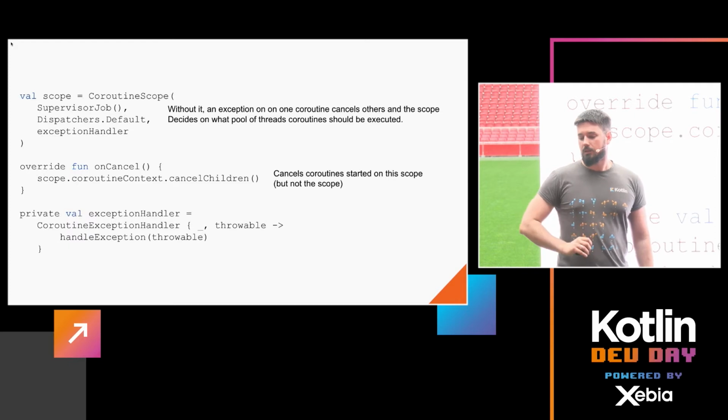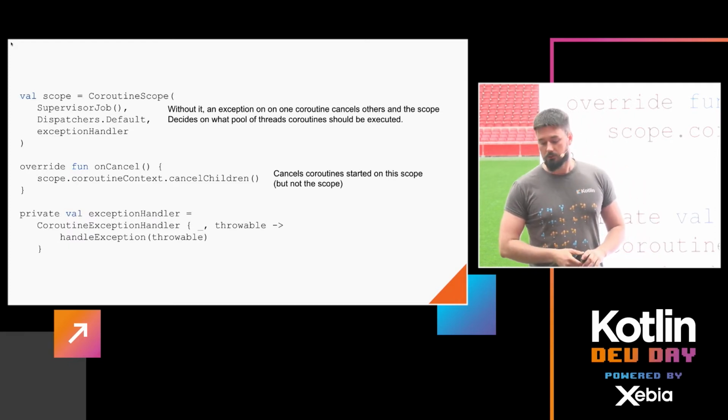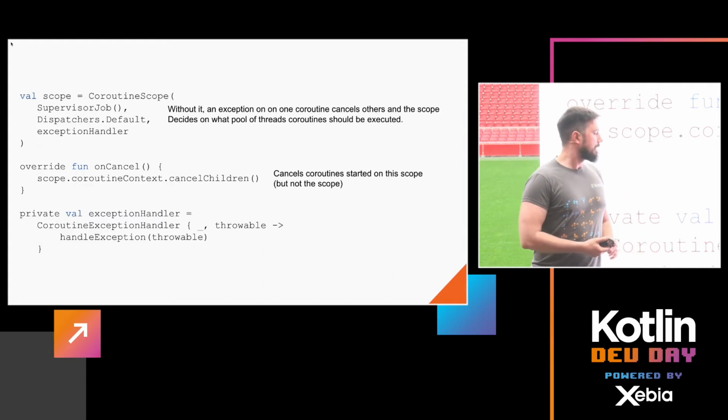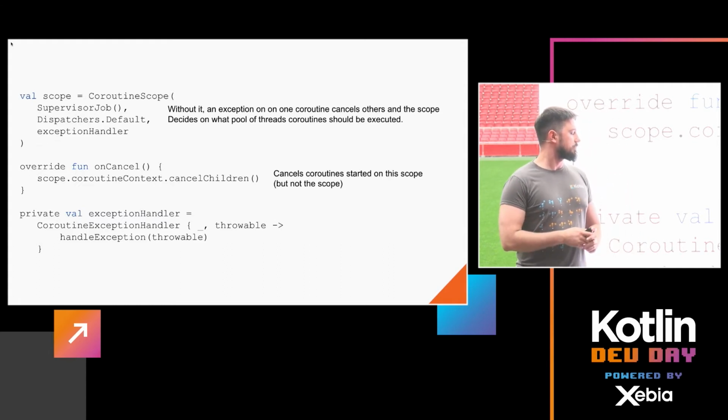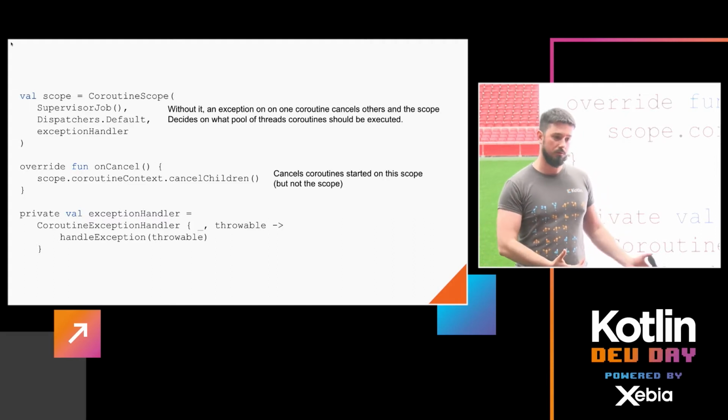And the last thing that we might set up on our scope, that is a form of a configuration for coroutines, is that we might set up some exception handler. The default behavior that we are overriding here is just printing an exception. That's the default behavior that we can override here.